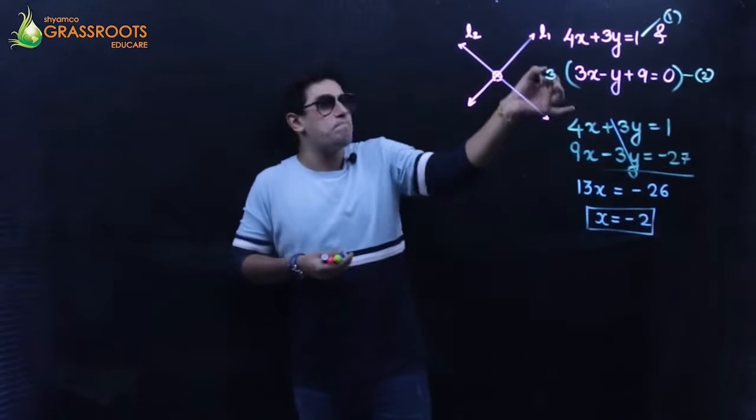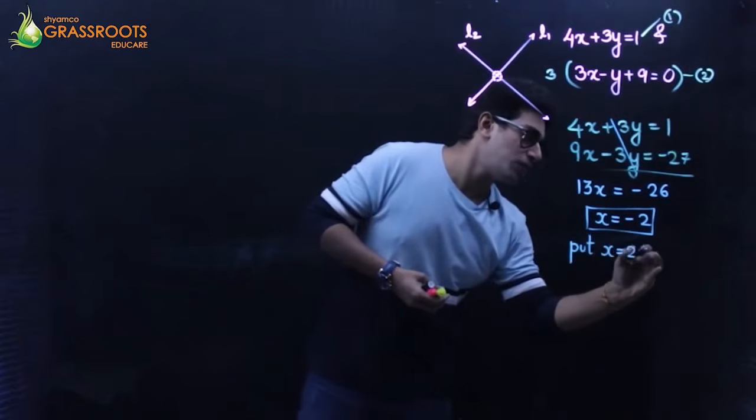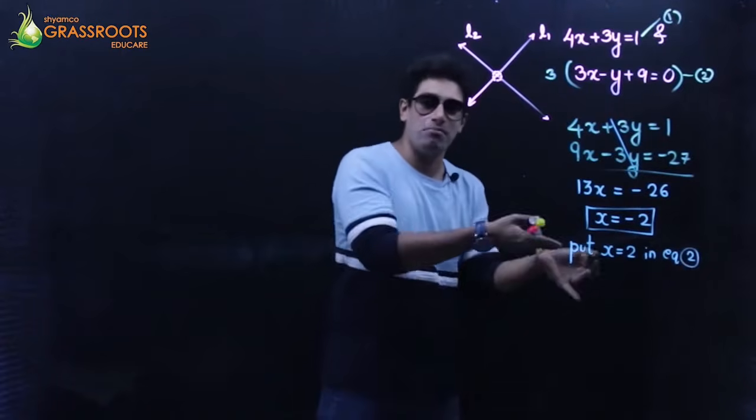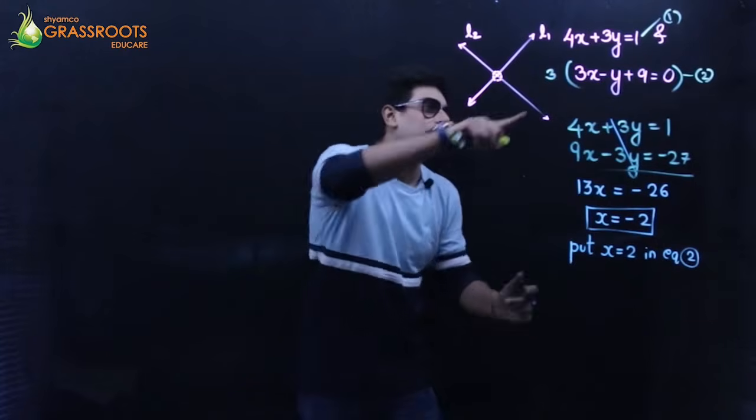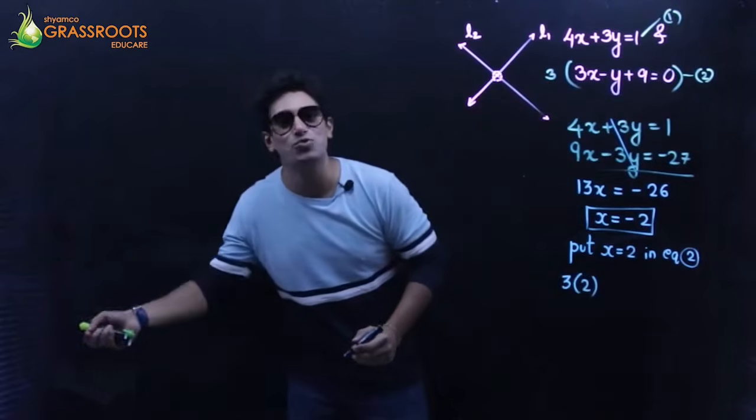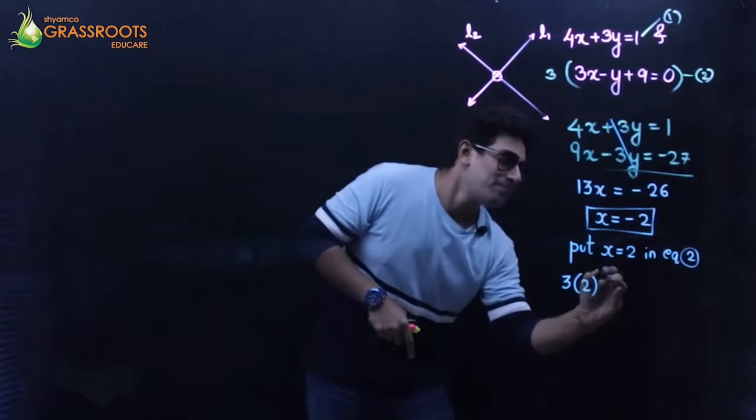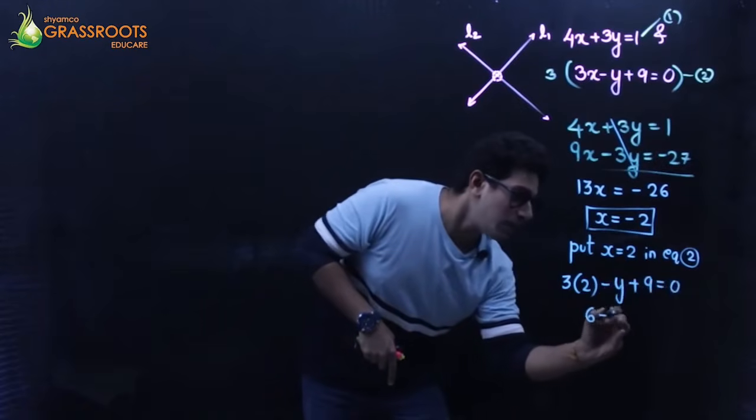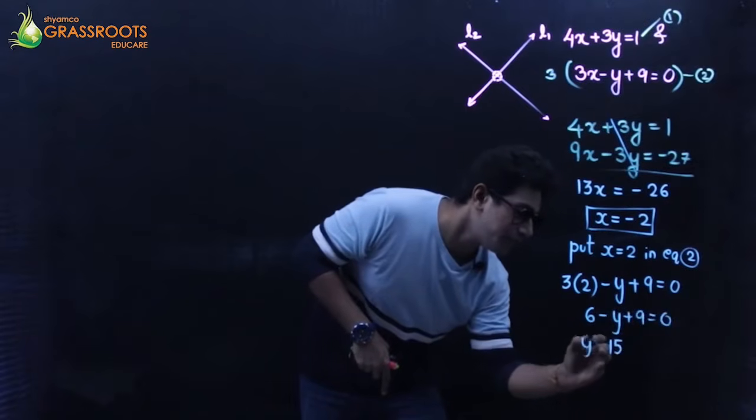Put the value of x back into the second equation. So put x equal to -2 in any one of the equations. Let me use the second one. 3 into -2 minus y plus 9 is equal to 0. -6 minus y plus 9 is equal to 0. Shift y: 15 is equal to y.